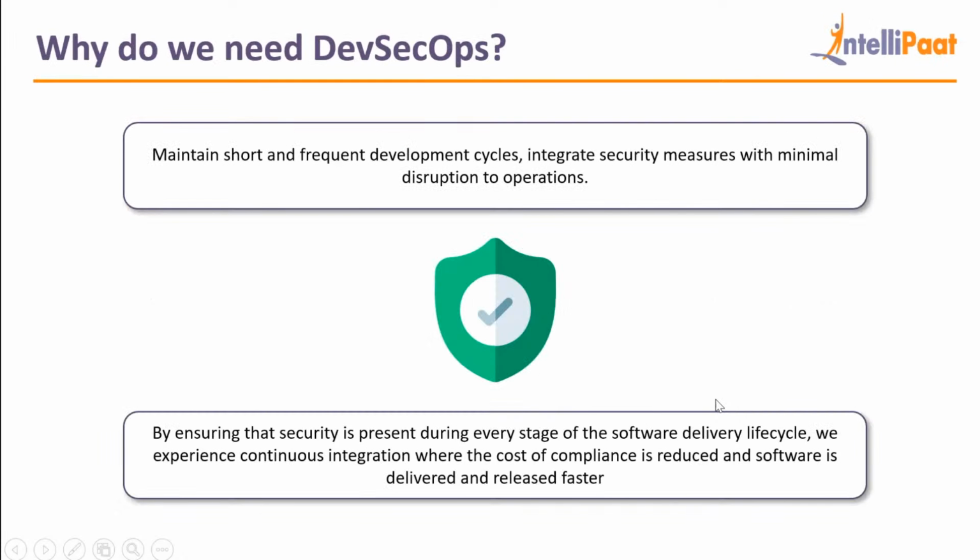So now, why do we need DevSecOps? To maintain short and frequent development life cycles, and integrate security measures with minimal disruption to operations. The main part of DevOps is to make quick releases, or to make the development life cycle faster than before. Usually it takes 5 to 6 months if it is a large application, because they have to plan it, then figure out what should be coded. They'll have to figure out the classes, the UI design for the application, and everything before starting off with it.